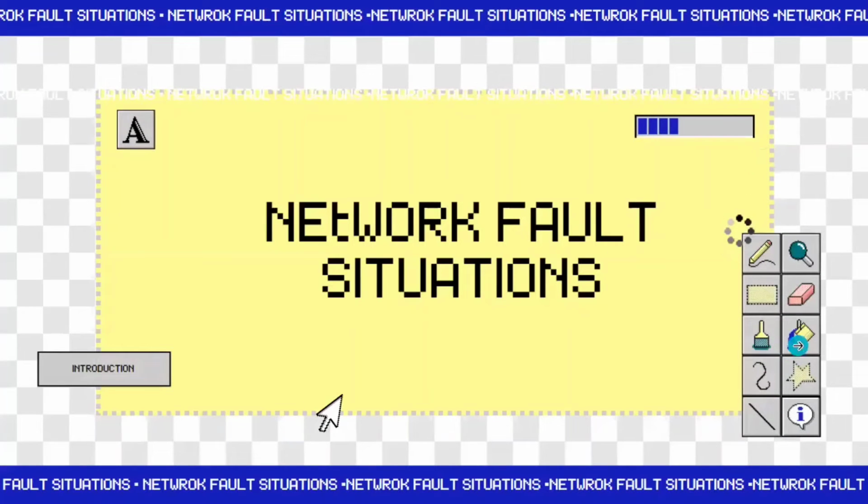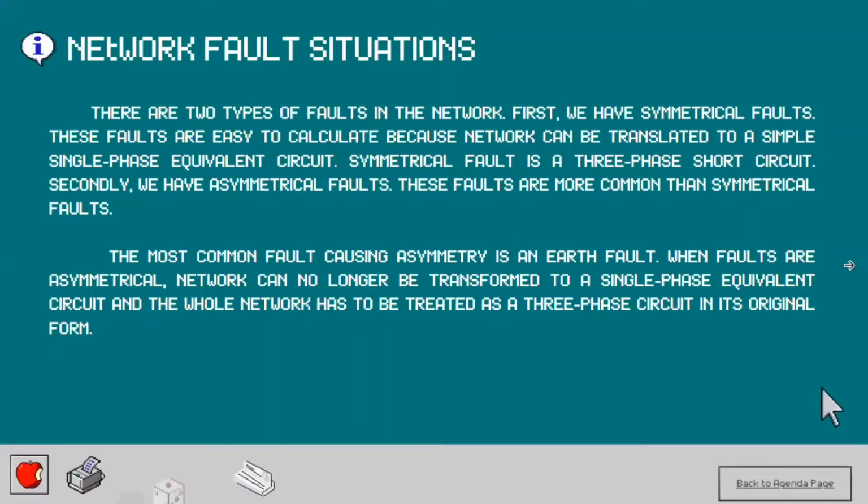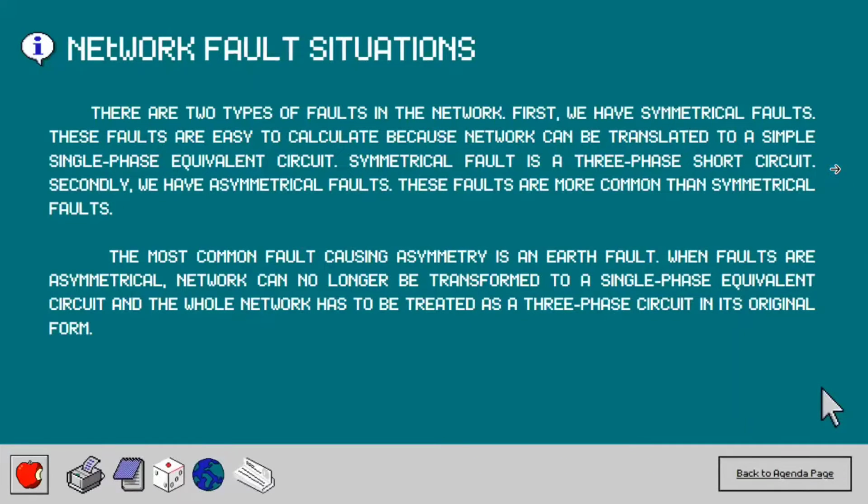So first, let's go to the network fault situations. There are two types of fault in the network. First, we have the symmetrical faults. These faults are easy to calculate because the network can be translated to a simple single-phase equivalent circuit. A symmetrical fault is a three-phase short circuit.